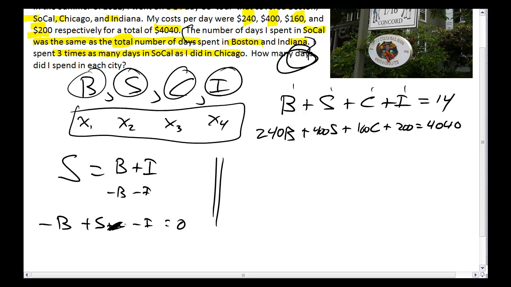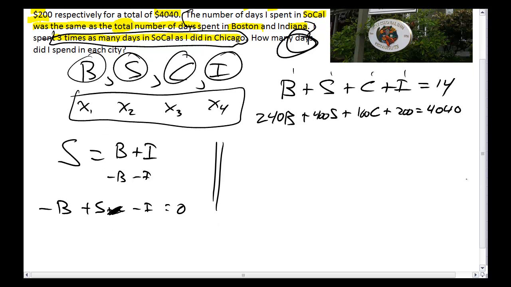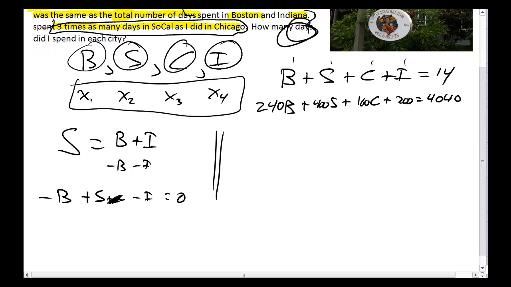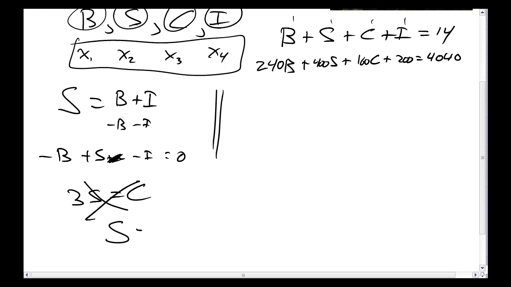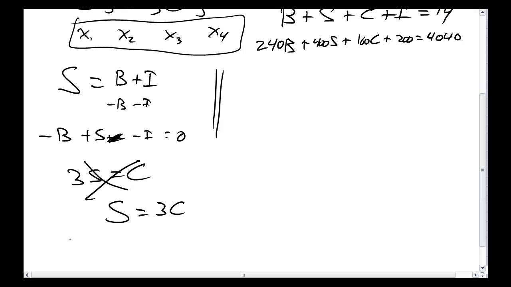That's not required. My last piece of information: I spent 3 times as many days in SoCal as I did in Chicago. Now, the temptation at this point would probably be to do something like this. Don't. That's not true. We spent 3 times as many days in SoCal as we did in Chicago. So the actual equation is that SoCal days equals 3 times Chicago days, which means when I translate it out and with the subtraction, I've got S, and I'm going to then subtract off the 3C, and this will equal 0. So I've got S minus 3C equals 0.